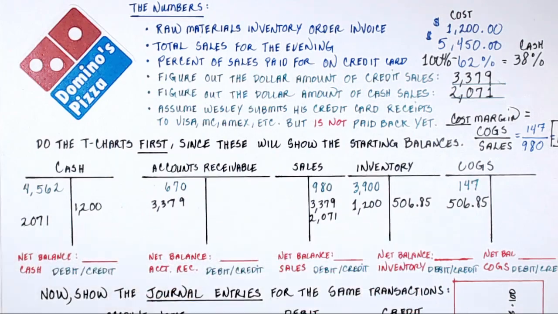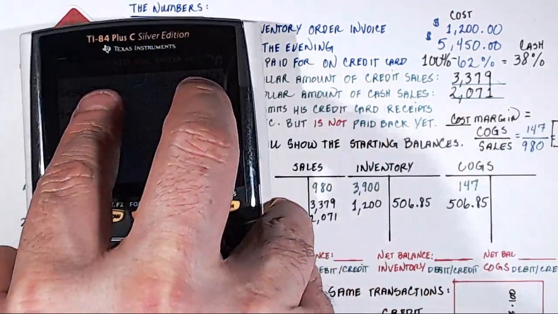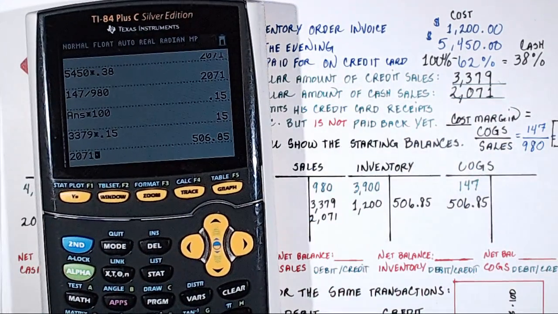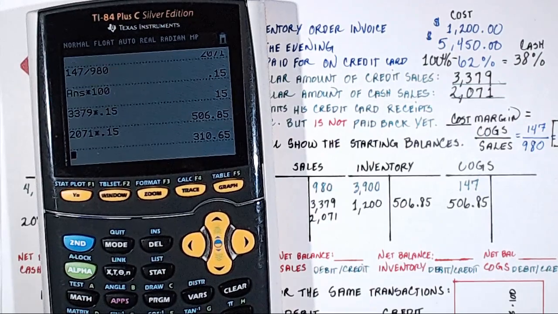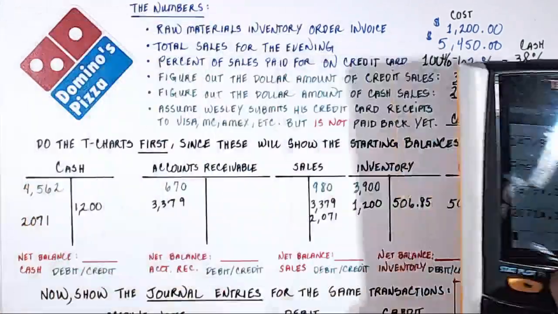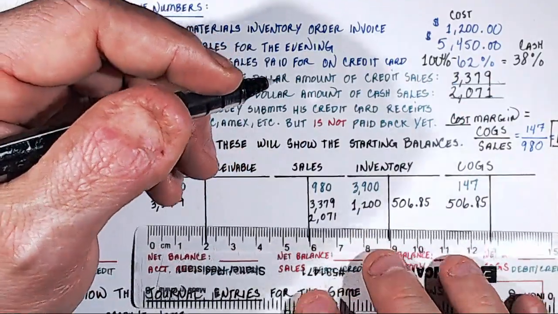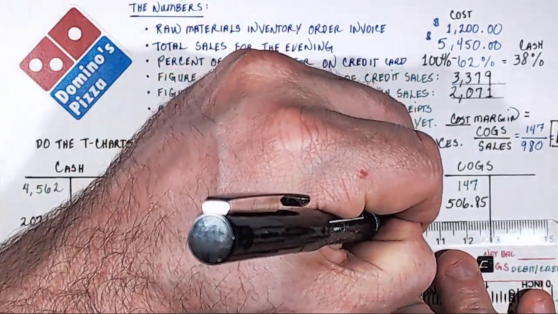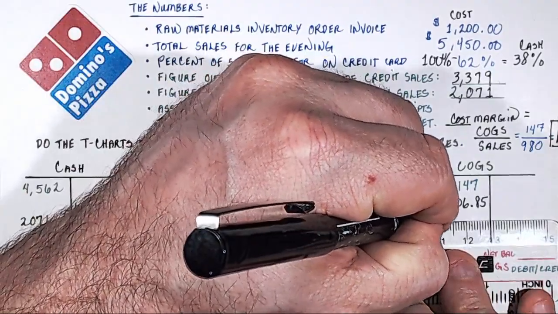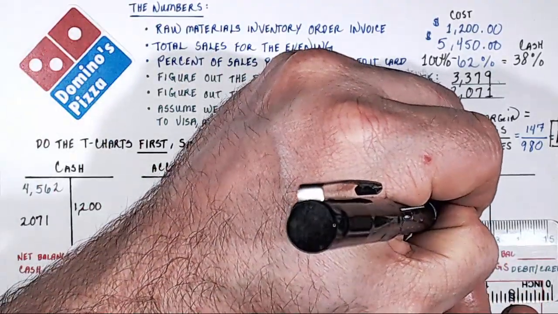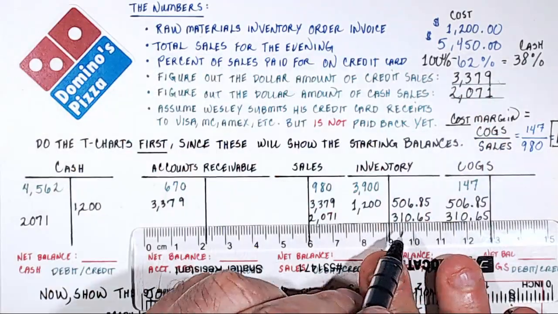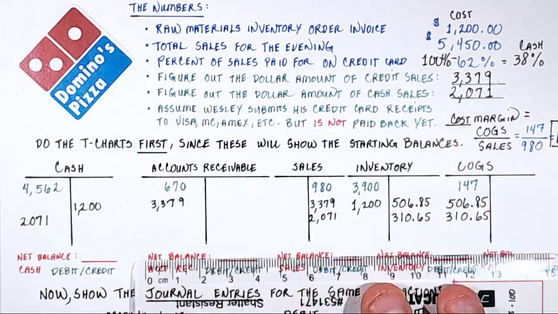And now I have to figure out what the inventory cost is for the cash sales. That's 2071 times the cost margin, 0.15, which is 310.65. So what I'm going to do is record a credit to inventory of $310.65 and a debit to cost of goods sold of $310.65. See, these cancel each other out. Debit, credit.